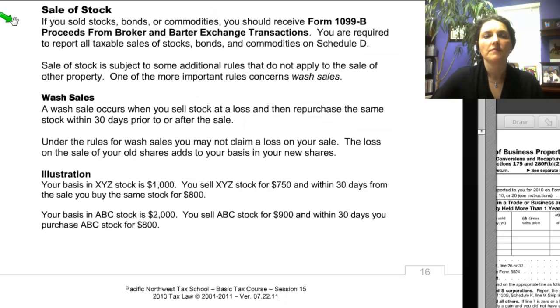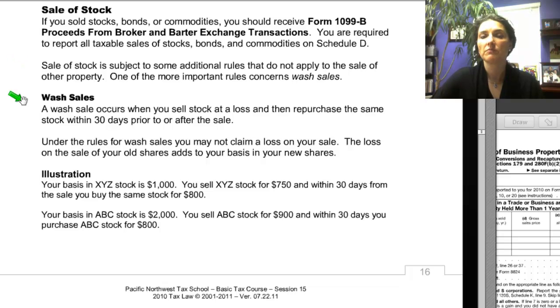Sale of stock. If you sold stocks, bonds, or commodities, you should receive Form 1099-B, proceeds from broker and barter exchange transactions. You are required to report all taxable sales of stocks, bonds, and commodities on Schedule D. Sale of stock is subject to some additional rules that do not apply to the sale of other property, and one of the more important rules concerns wash sales.